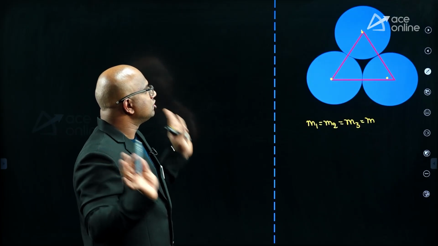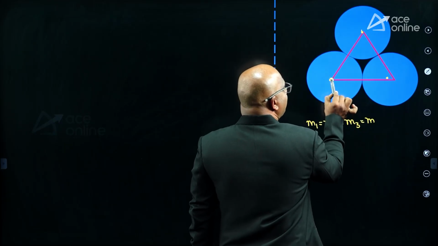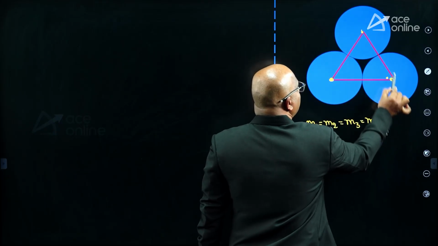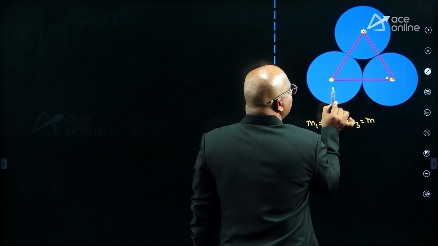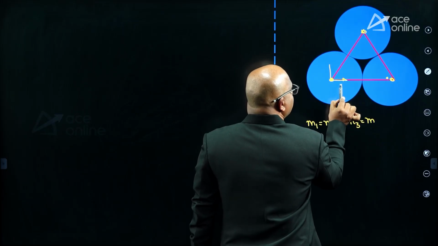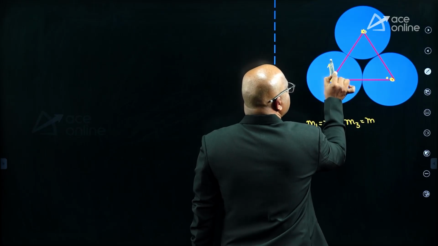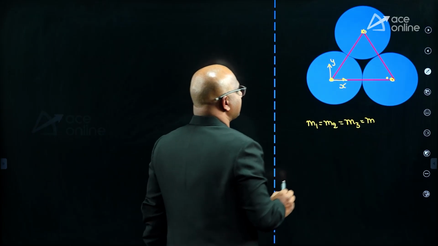So this is a typical one. Where is the center of mass? If you observe carefully, I can say this is the center of mass of the first one, the second one, and this is the third one. So listen, what are the coordinates of these? I'm taking this as the reference. This is x, this is y.